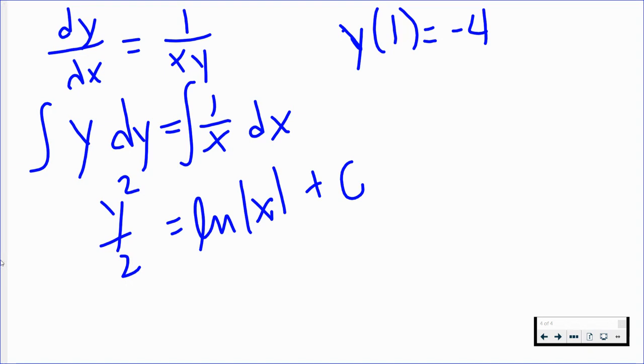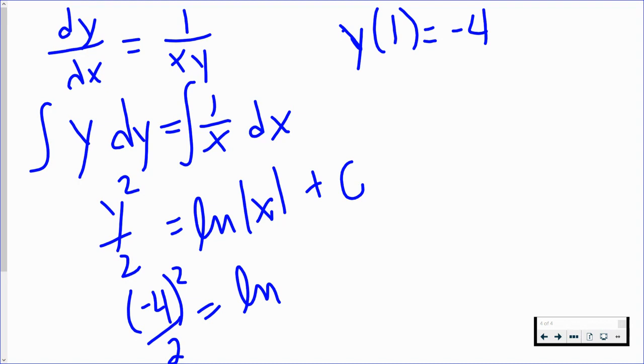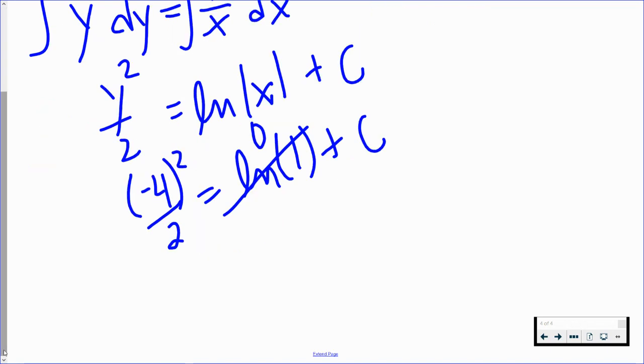So now, let's just go ahead and solve for c. That's what I usually try to do so that you don't get too complicated. Where are you multiplying things? Where are you dividing things? Go ahead and solve for c. So y in this case is negative 4. We have negative 4 squared over 2 equals natural log of absolute value of x. x is 1, so natural log of 1 plus c. Natural log of 1 is 0, right? So that's gone. And then we have negative 4 squared over 2. Negative 4 squared, 16 over 2 is 8 is our c value.